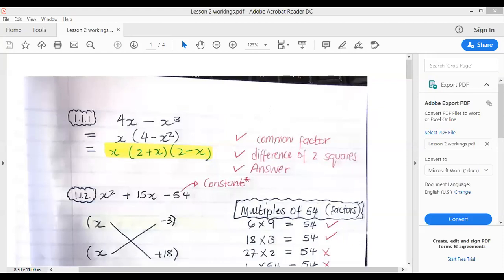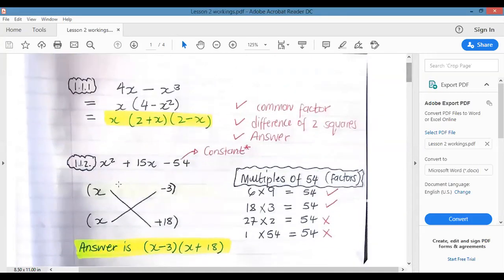Now, let's look at 1.1.2. 1.1.2, guys, they love this question. They love it so much. Now, here it's when you are factorizing a trinomial. So you've got x squared plus 15x minus 54. This is the same as ax squared plus bx plus c, right? But we're still going to cover that. Now, it says here, factorize fully.